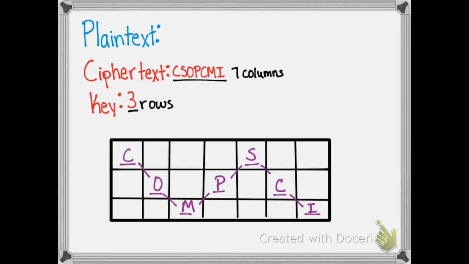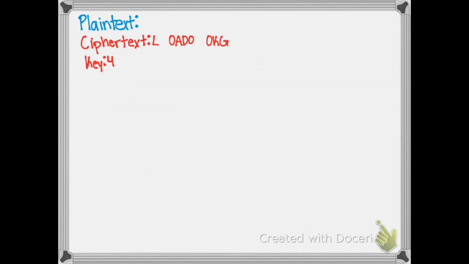So when you write this out, you get C, O, M, P, S, C, I. ComSci. Let's do another example together. This one's a little bit harder because the ciphertext has spaces in it. Now we look at the key.